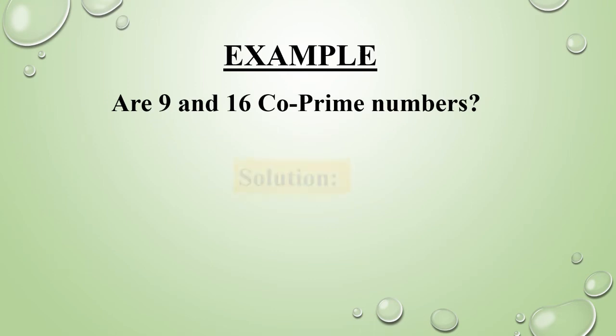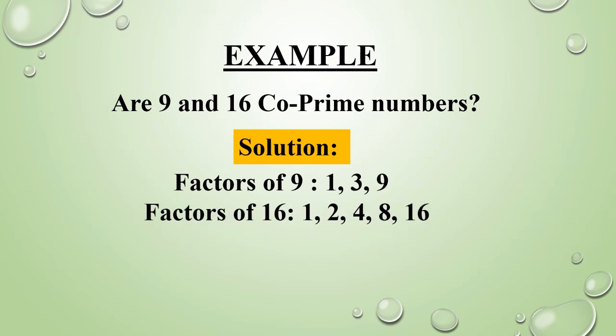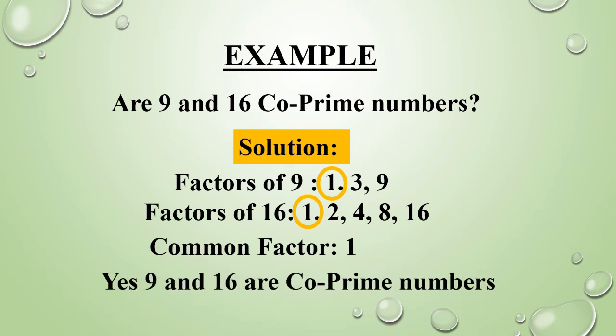First we will find out the factors of 9. Factors of 9 are 1, 3 and 9. Factors of 16 are 1, 2, 4, 8 and 16. Do they have anything in common? Yes, it is 1. So the common factor is 1. So 9 and 16 are co-prime numbers.